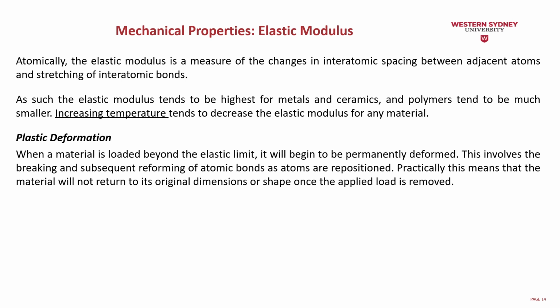Practically, this means that the material will not return to its original dimensions or shape once the applied load is removed. So the difference between the plastic deformation and the elastic deformation is that in the elastic deformation, the part will return to its original dimensions when the load is removed, while in the plastic deformation, the deformation will be permanent.